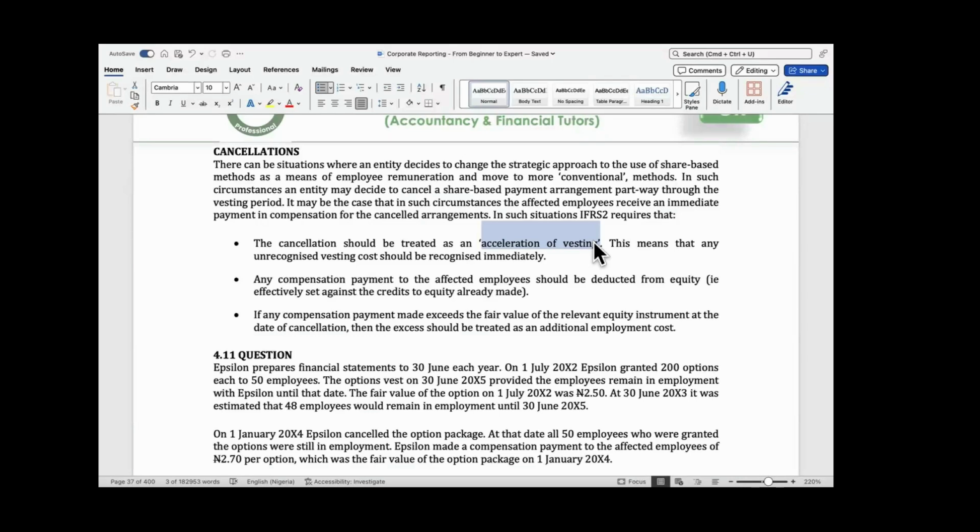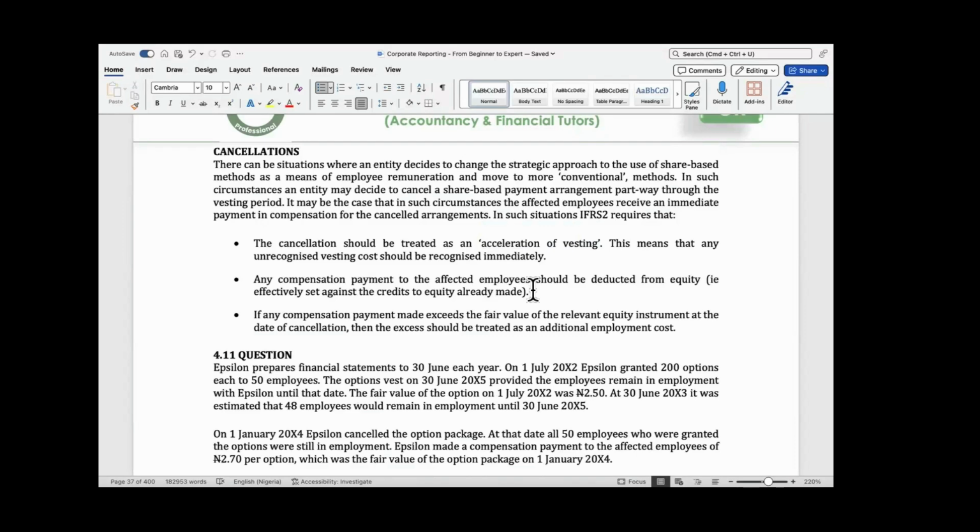Of course, people that are around. So that means that they will compensate them. They will pay the employee. And the way that works is just to credit bank and debit equity. Credit bank and debit equity.